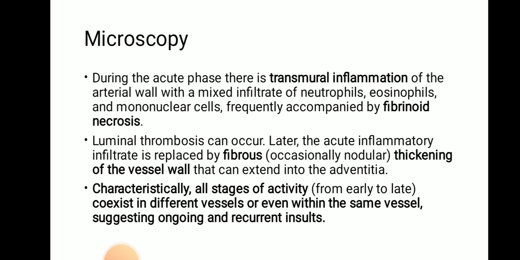Microscopy: during the acute phase, there is transmural inflammation of arterial wall with a mixed infiltrate of neutrophil, eosinophil and mononuclear cells, frequently accompanied by fibrinoid necrosis. Luminal thrombosis can occur. Later, the acute inflammatory infiltrate is replaced by fibrous thickening of vessel wall that can extend into adventitia. Characteristically, all stages of activity coexist in different vessels or even within the same vessel, suggesting ongoing and recurrent insults.